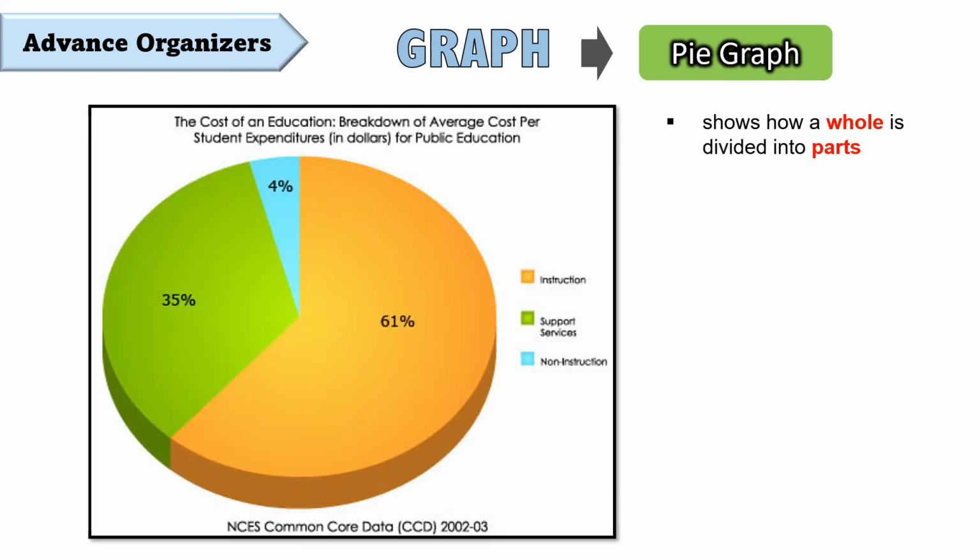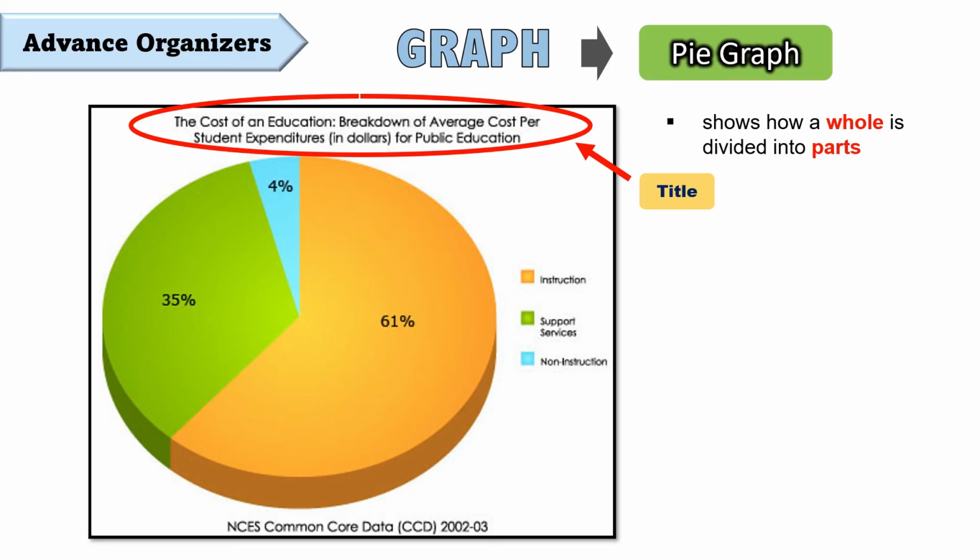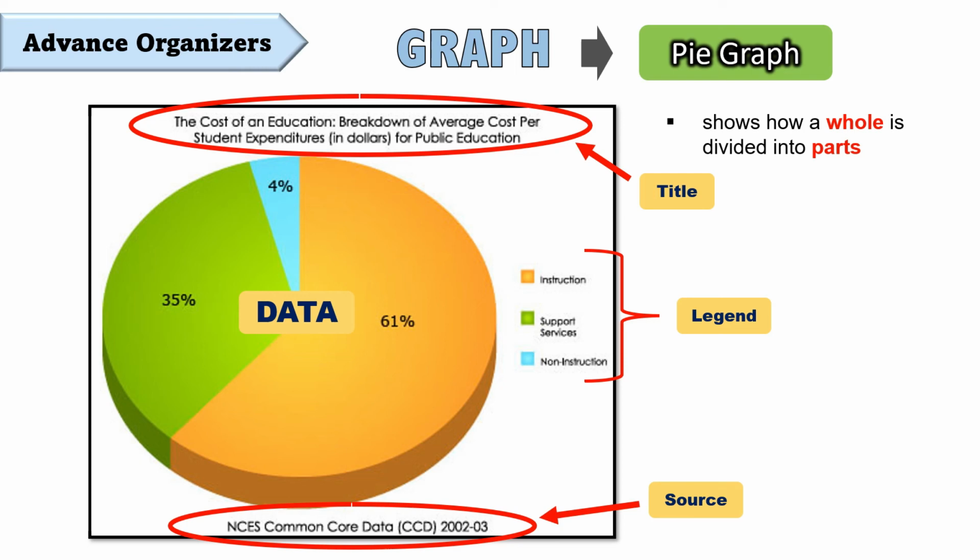Next we have pie graph or pie chart. Shows how a whole is divided into parts. Here are the parts of a pie graph. Title tells us what the pie graph represents. Legend tells what each slice of the pie represents. Data, the most important part of a pie graph. A pie graph represents 100% of the data. Each slice is a percentage of the whole. And source tells where the data was gathered for the chart.